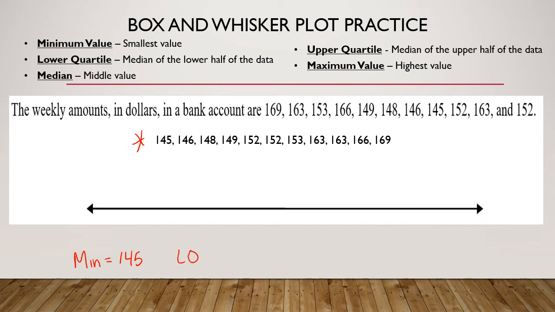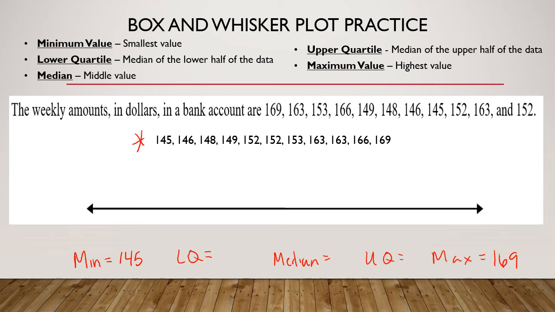My lower quartile, I'll find in a little bit. I need to find my median, I need to find my upper quartile, and I need to find my maximum. My maximum I can point out right away is 169. That's the highest value of the data set.